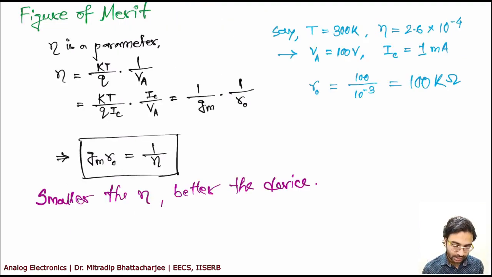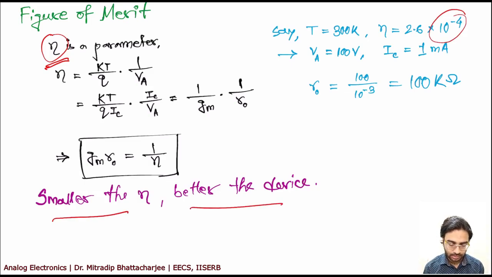Anyways, now then we have also seen the figure of merit, eta value. We will also see another figure of merit in terms of frequency later. But here this eta is known as figure of merit, which should be very low, of the order of 10 to the power minus 4 or so. So smaller the eta value, better is the device. So from the eta value, you will get to know how much is your r0 if gm is given. Okay.